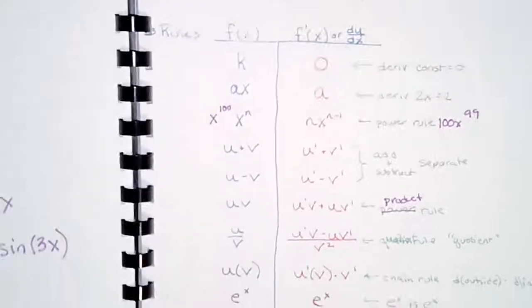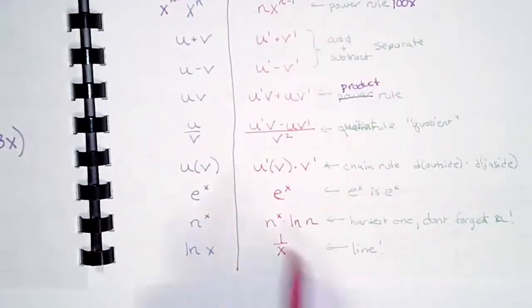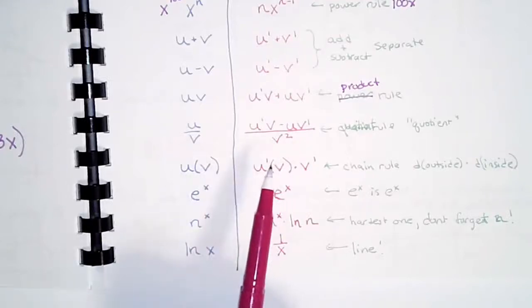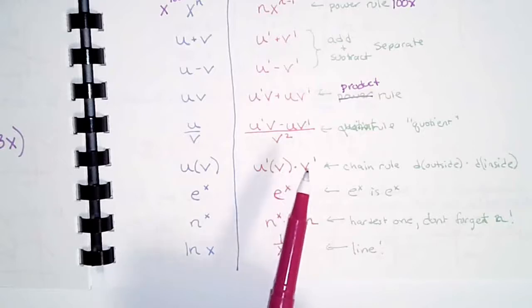There we go. We have our other general rules, which are there's our chain rule, just written kind of weird. Derivative of the outside times derivative of the inside. We love e to the x. Derivative of e to the x is e to the x.